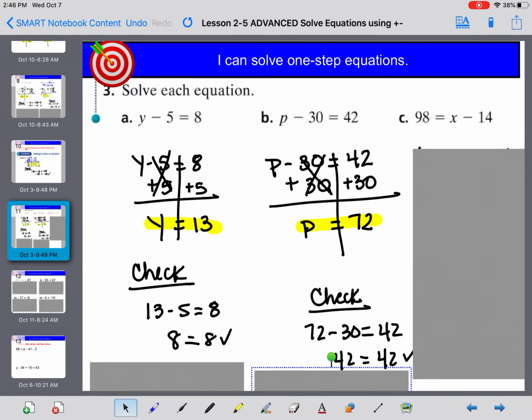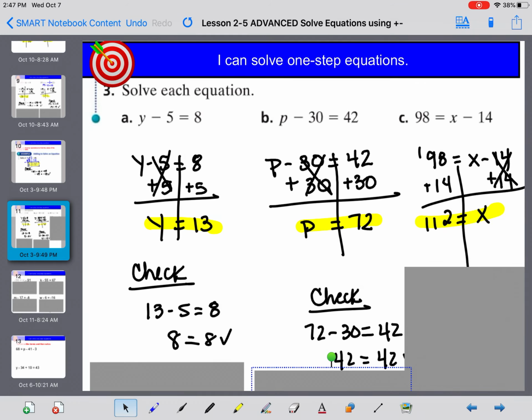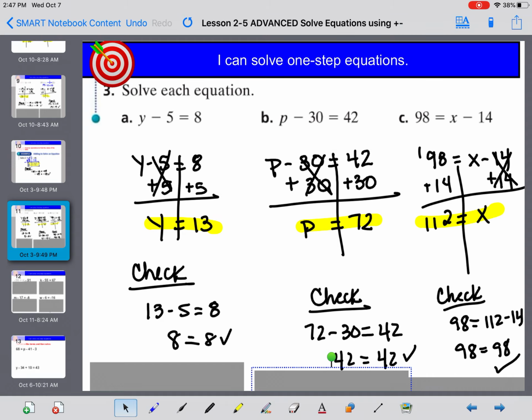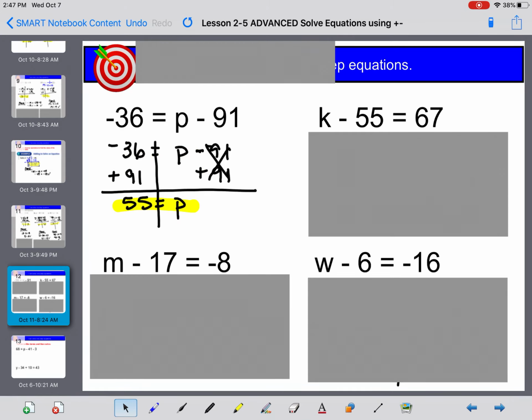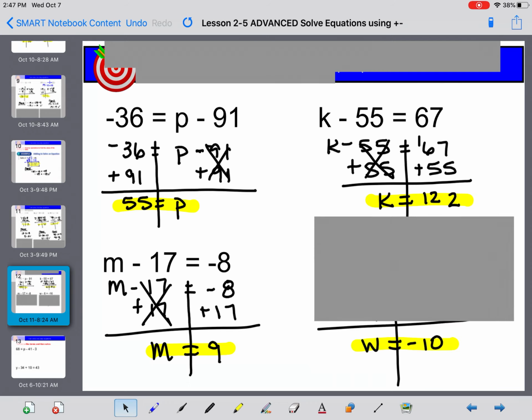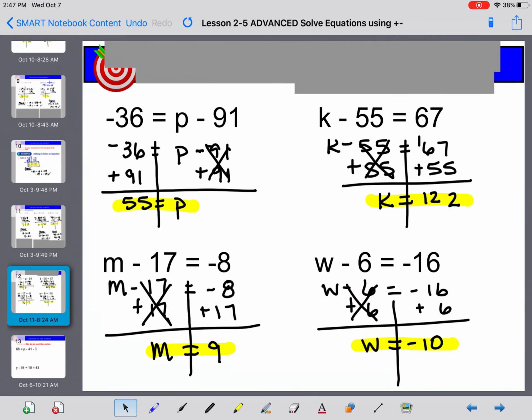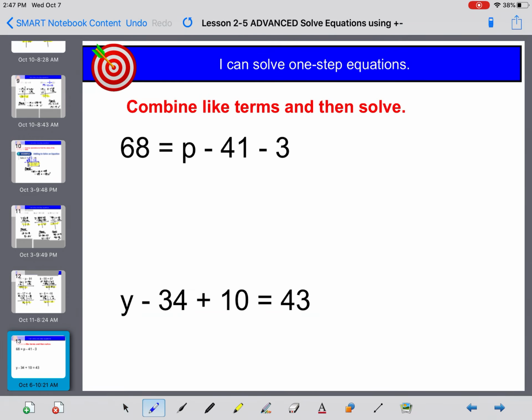Letter C. I notice on this one, I need to work on the right-hand side where it says x minus 14. And so I need to do the inverse, which is add 14. And I get x equals 112. And I can verify that my work is correct by checking it. All right, pause the video. Try these 4. All right, hopefully this goes a little faster for you. Compare your answers. Pause the video if you need to.